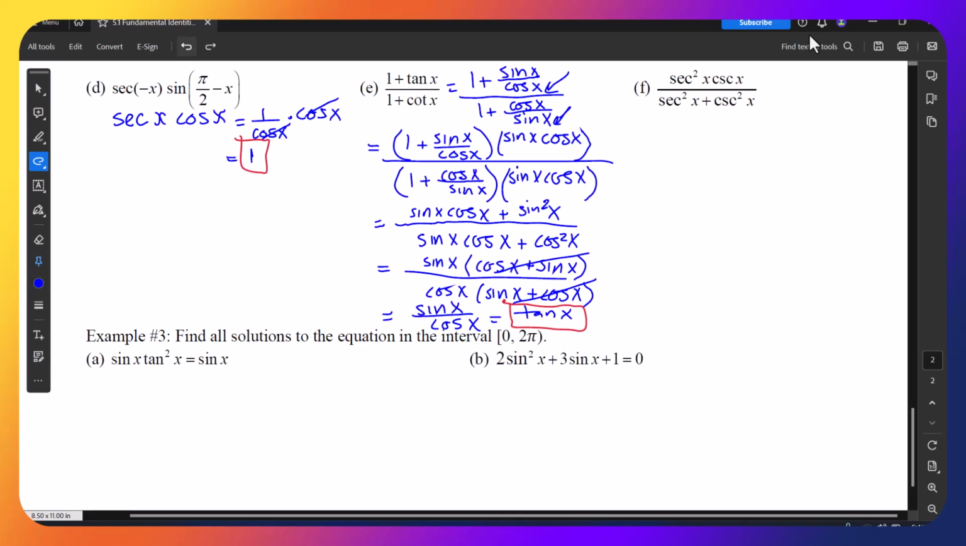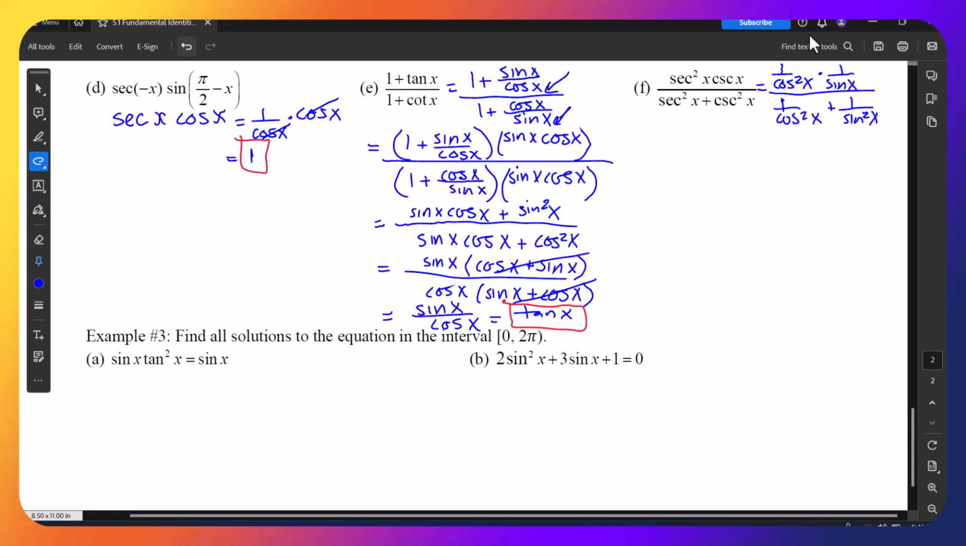All right, moving on to letter F. Again, we're going to follow the same method as before. So you see a bunch of secants and cosecants, so go ahead and convert everything to sines and cosines. I don't see any trig identity involved. We can rewrite secant squared as 1 over cosine squared of x times cosecant, which is simply 1 over sine of x, divided by secant squared, which is 1 over cosine squared of x again. And then cosecant is 1 over sine, and of course it's being squared as well.